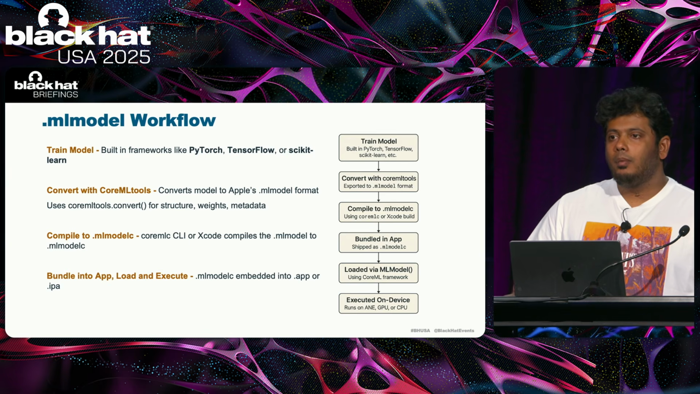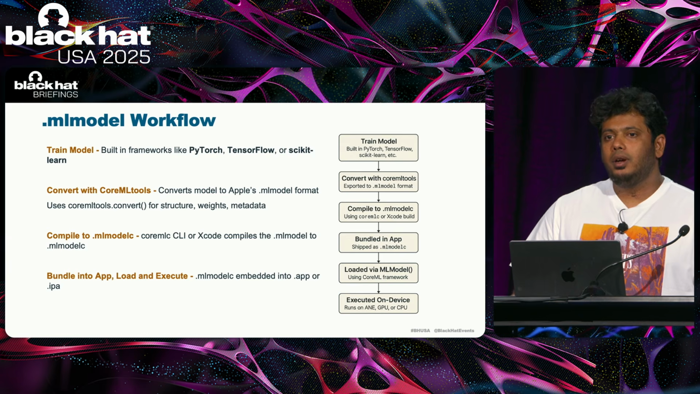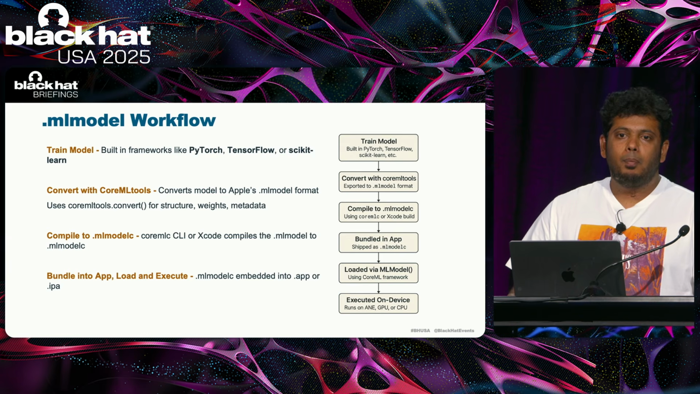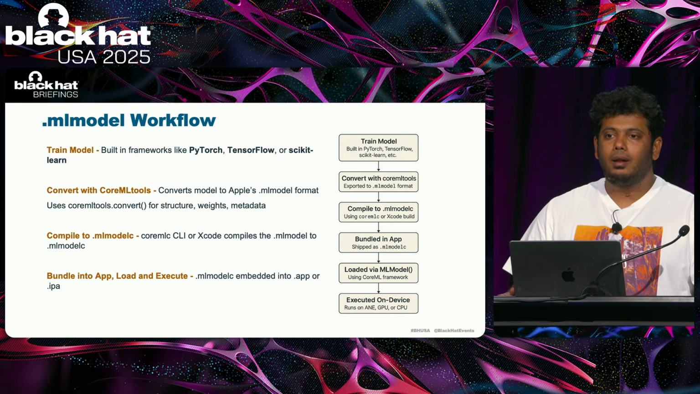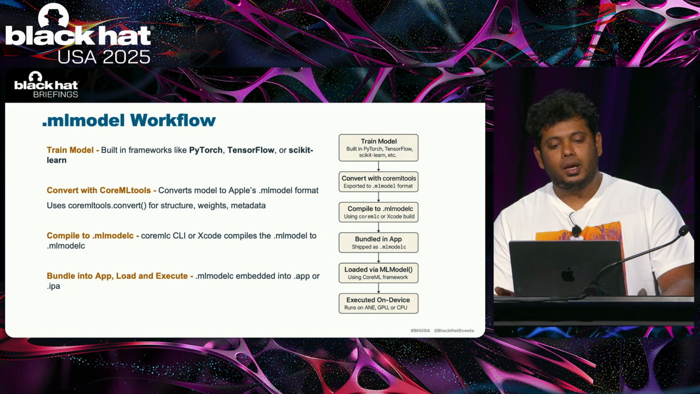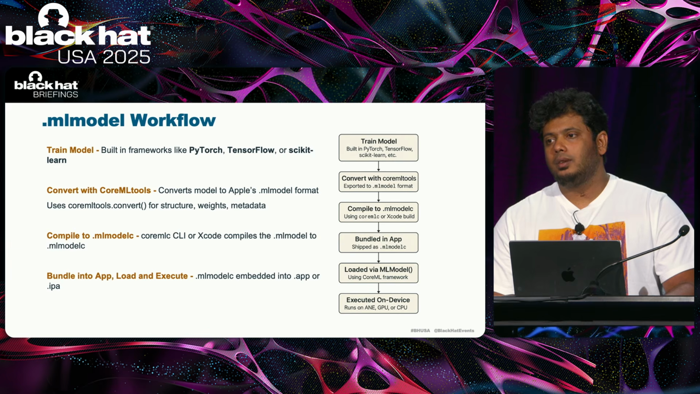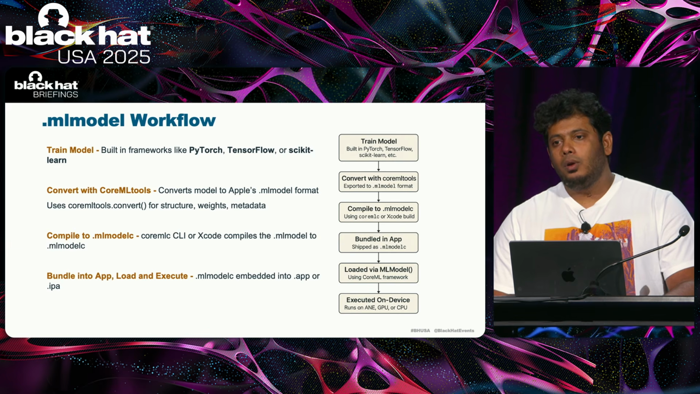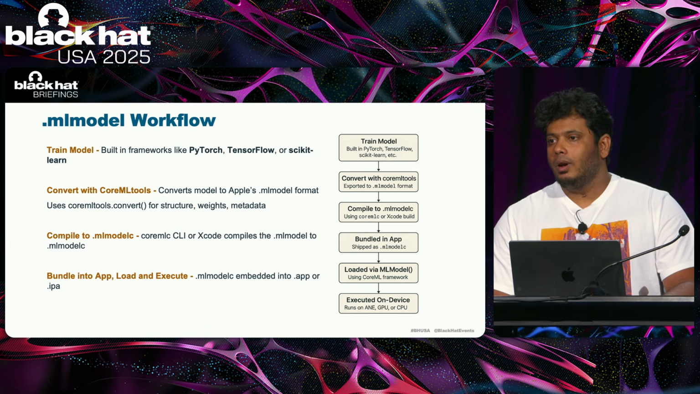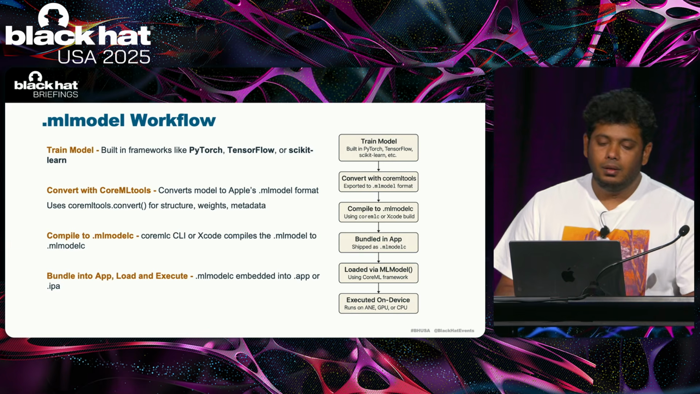So how does an ML model work? Basically, when you're building an application, you want to use Apple AI for efficiency. What developers usually do is create an ML model file, train the model, and ship it along with the application. Compile it into a model C file or a model file, and then you can ship it with your applications. When the application runs, the model file gets loaded and executed in memory.